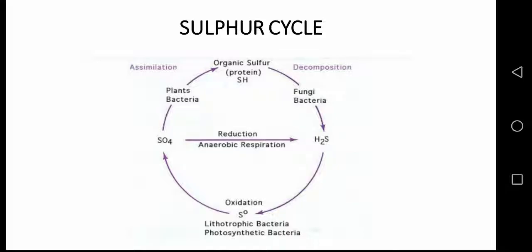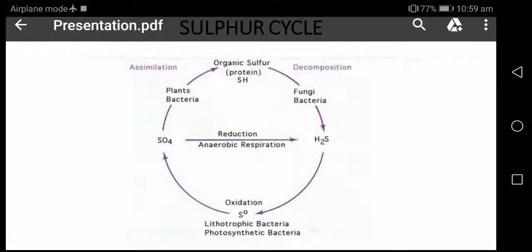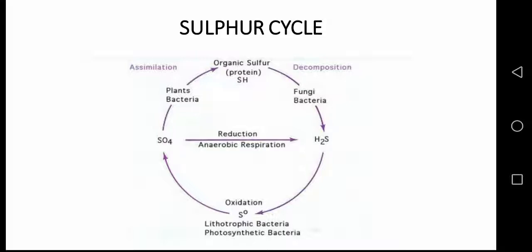Then sulfur comes in contact with air and is converted into sulfates. The sulfates are taken up by plants and microbes and are converted into organic forms of sulfur. The organic form of sulfur is then consumed by fungi and bacteria, and is converted into hydrogen sulfide, H2S. When animals die, some of the sulfur is released by decomposition, while some enters the tissues of microbes.